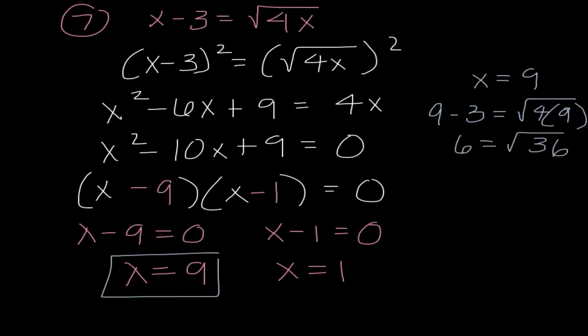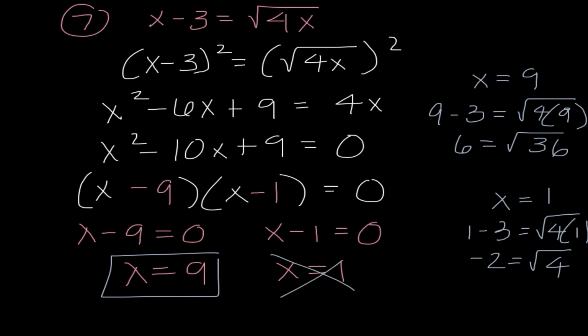And it is, so I know that is a solution. If I check 1, 1 minus 3 equals the square root of 4 times 1. Is negative 2 equal to the square root of 4? And it's not, so that answer would be extraneous. Our only solution here is x equals 9.